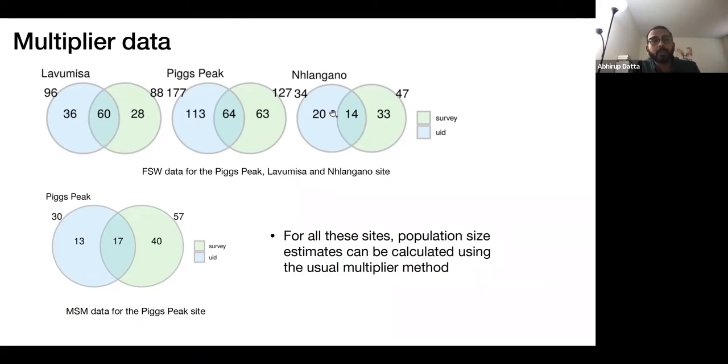Because in the survey we asked them whether they received the unique object or not, we also have data on the overlap. And similarly for MSM, at the Pikes Peak site, we have data which has exactly the same structure. This is the standard multiplier method setting. So for all these sites, we can obtain the population size estimates using the standard Lincoln-Petersen estimator.